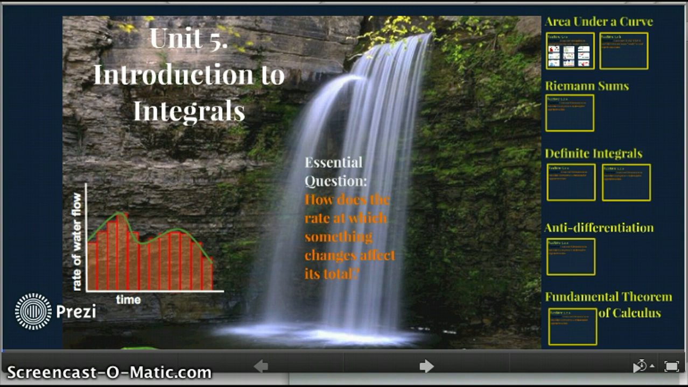Ultimately, in this unit, we're going to talk about the area under a curve, and then we're going to use some notation called a Riemann sum. Then we'll learn about something called a definite integral, then antiderivatives, and we'll end with something called the fundamental theorem of calculus, which is a huge theorem that culminates in a little trick that will help you answer integral questions.